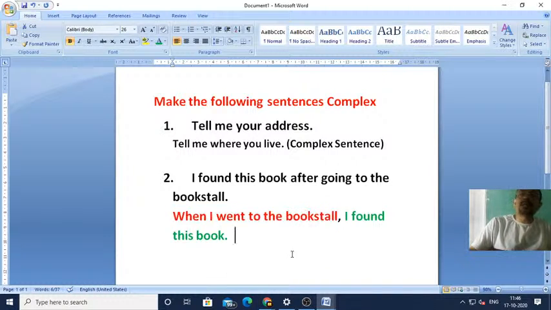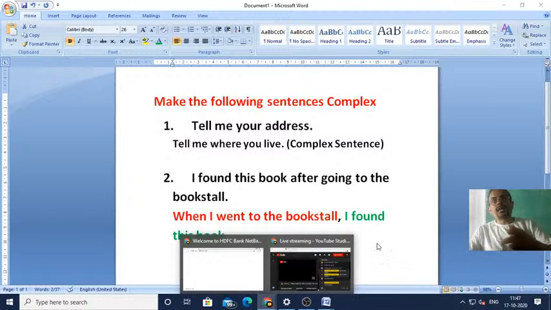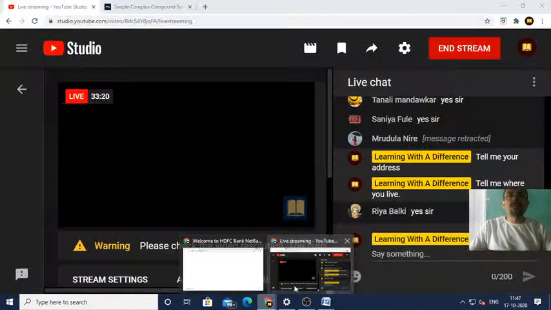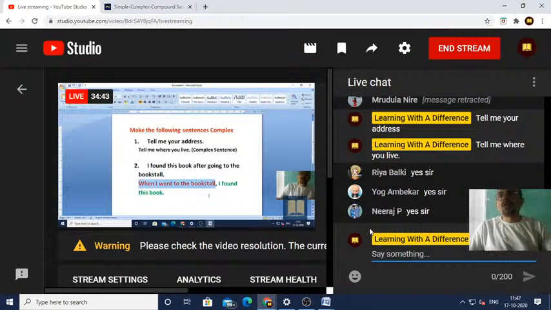Okay, understood, dear students, how to convert? Whenever you have to convert to a complex sentence, make sure that you have two parts in the sentence. It can be a subordinate clause first, then a main clause, or you can also write like this: I found this book when I went to the bookstall. Any way you can write, but there should be one main clause and one subordinate clause.